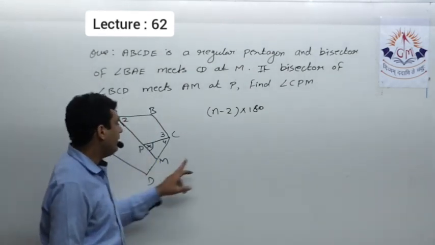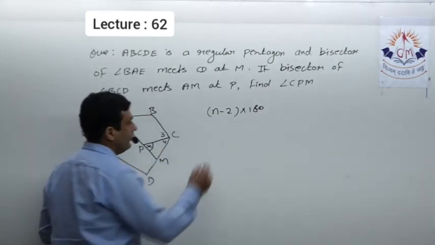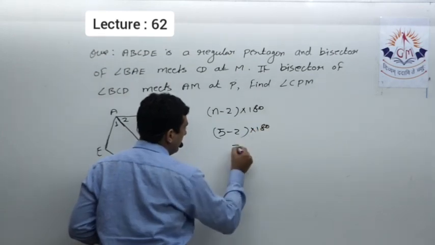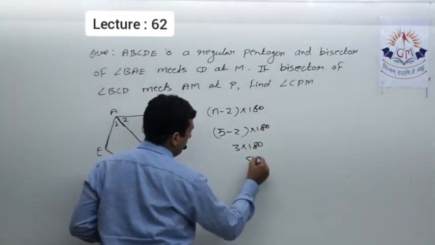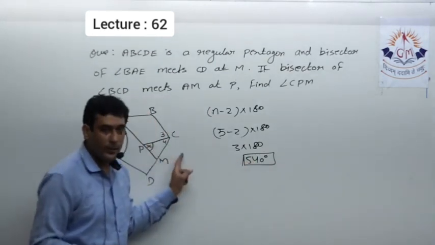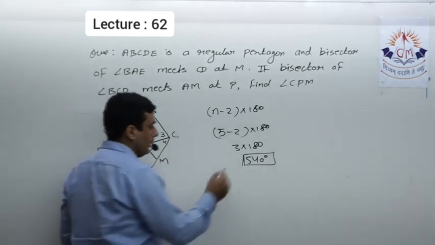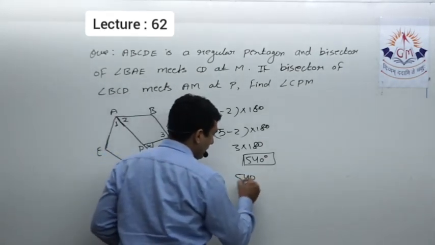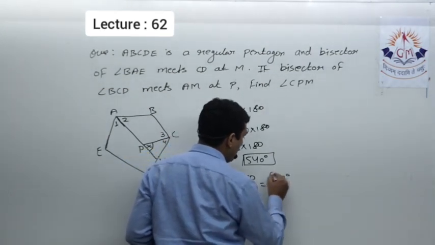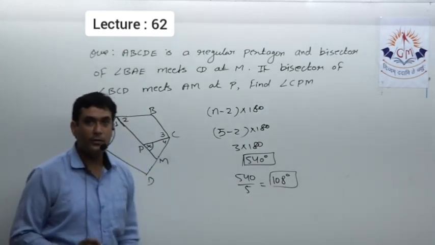In the same way, for a pentagon the sum of all the angles will be (5 minus 2) into 180, that is 3 into 180, that is 540 degrees. As it is a regular pentagon, all its angles will be equal. If I divide by 5, the measure of each angle will be 108 degrees. So each angle of a regular pentagon is 108 degrees.